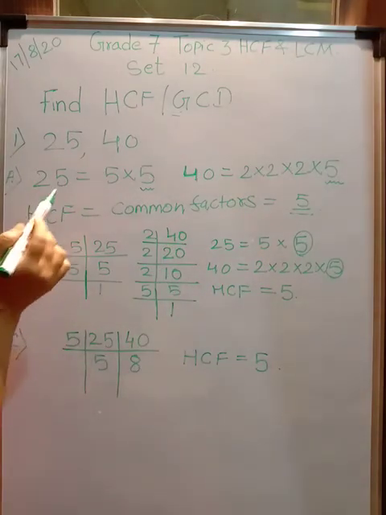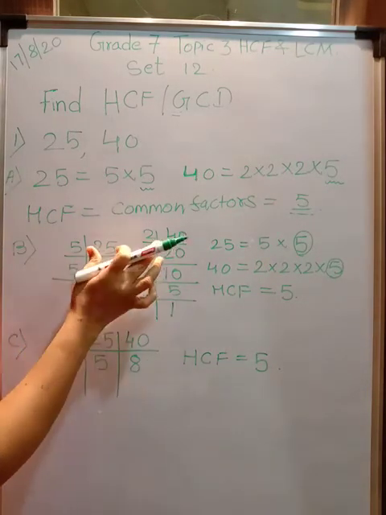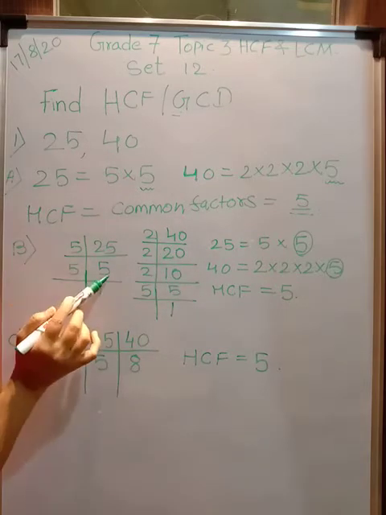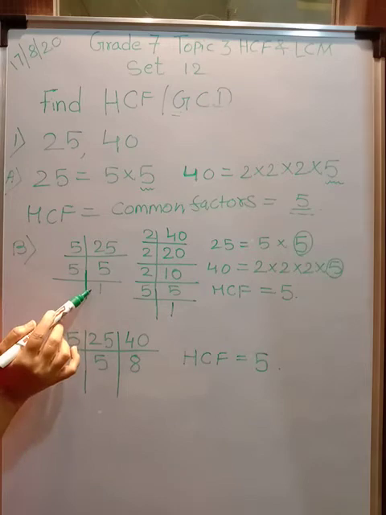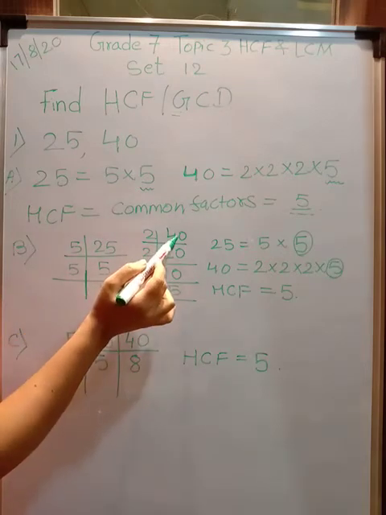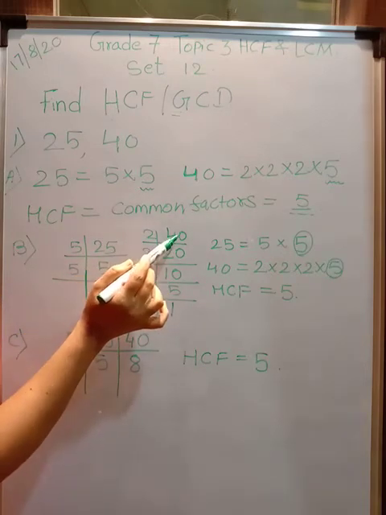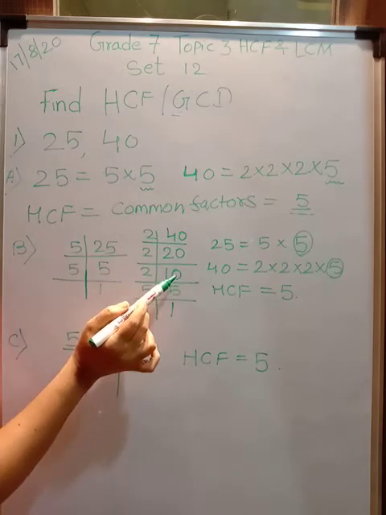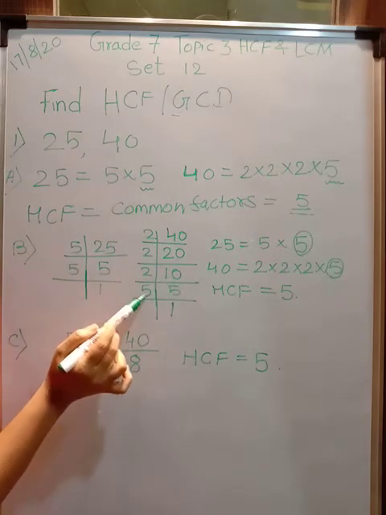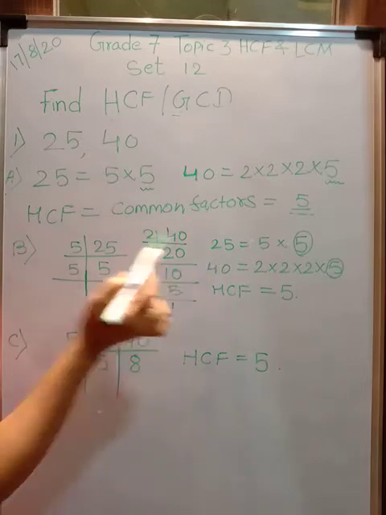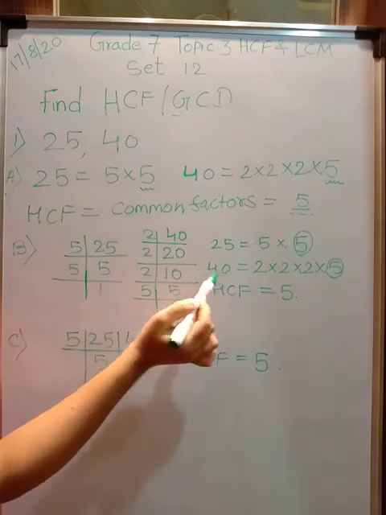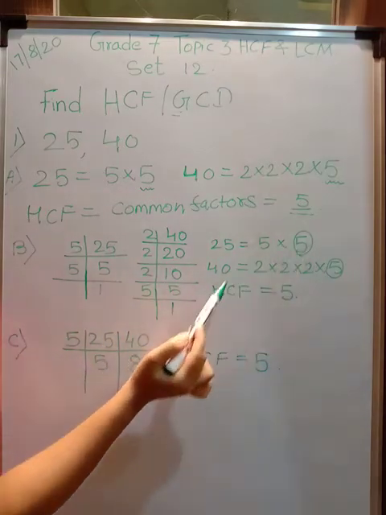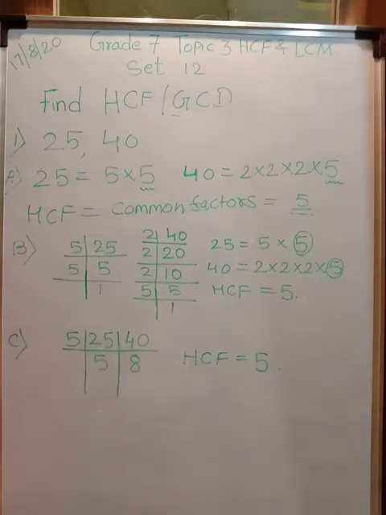Another method is to write 25 and 40 separately and carry out the prime factorization. 5 5s are 25 and 5 1s are 5, we have seen this yesterday. 40, if you divide 40 by 2 you get 20, 20 divided by 2 you get 10, 10 divided by 2 is 5, and 5 1s are 5. Now write 25 is 5 into 5, 40 is 2 into 2 into 2 into 5, and here 5 is common, so HCF is 5.